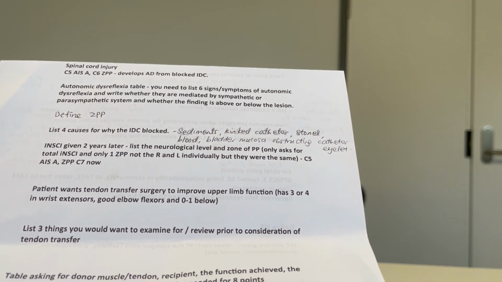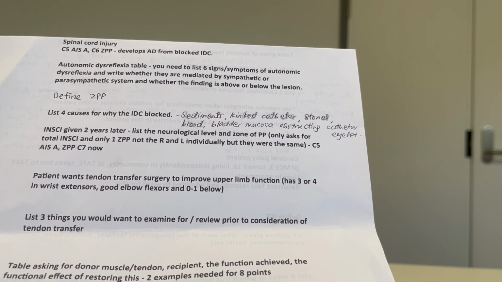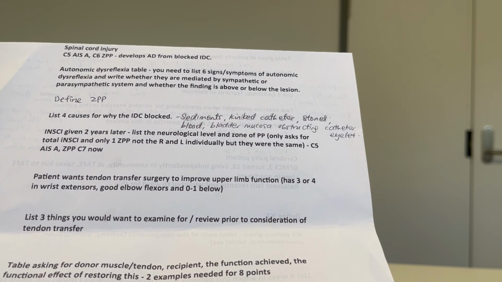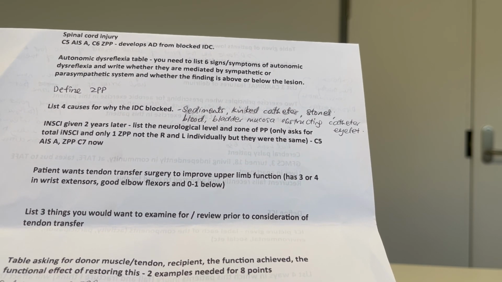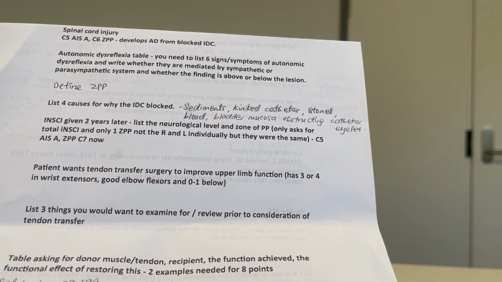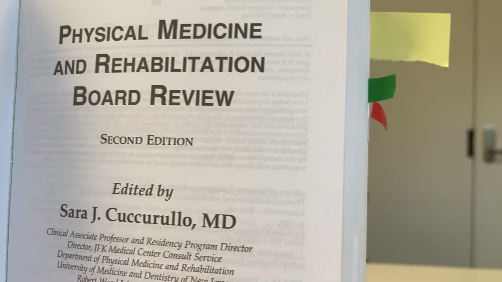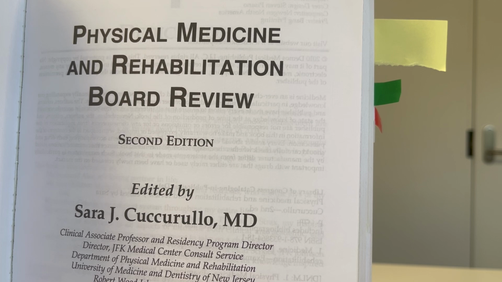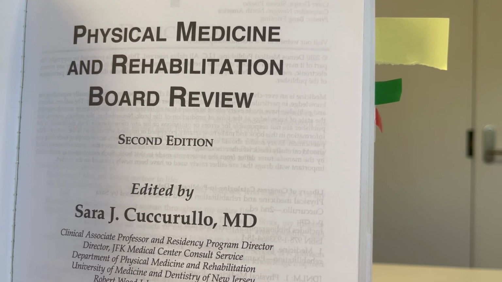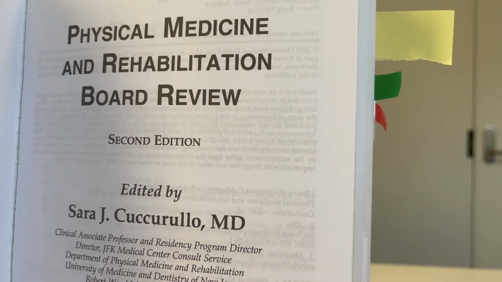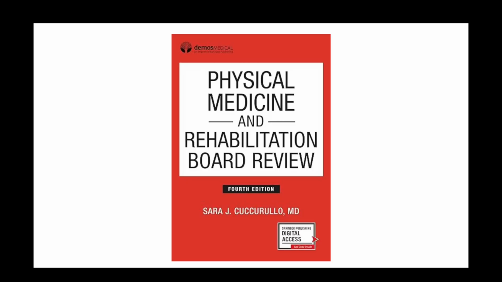Next question, the patient wants tendon transfer surgery to improve upper limb function, has 3 or 4 wrist extensors, good elbow flexors, and 0 to 1 below that. I find this to be a really good reference. I've wrapped the book in my own wrapper. Physical Medicine and Rehab Board Review by Sara J. Cuccurullo. This is the 2nd edition, but there might be further editions. The 4th edition of Board Review is now available. If you're interested in purchasing it, I've left a link in the description box below.